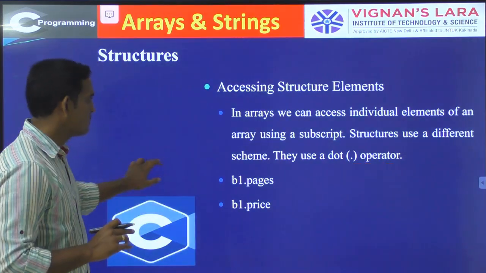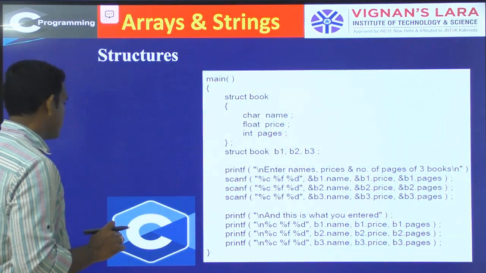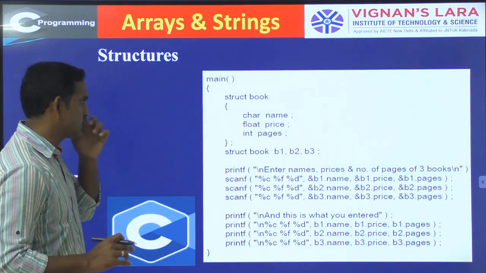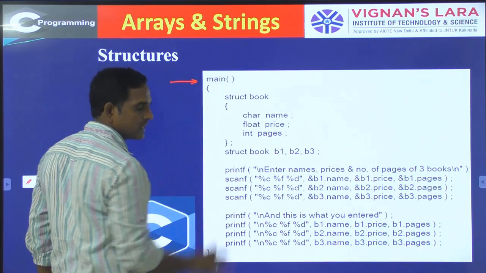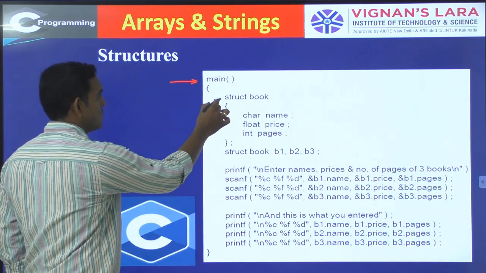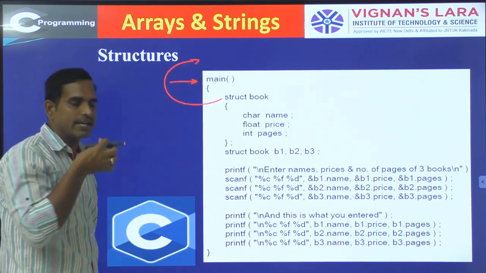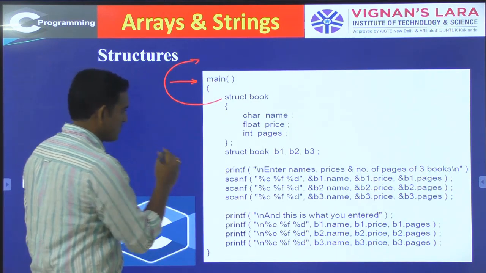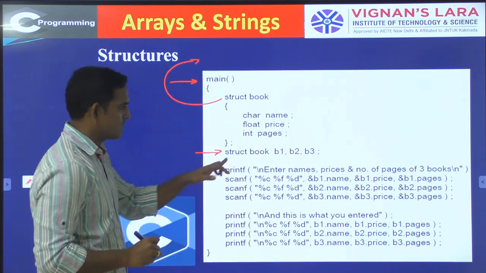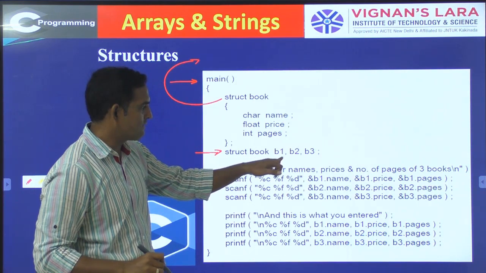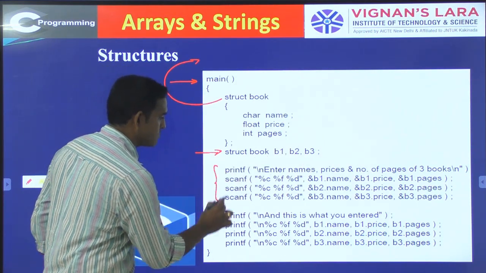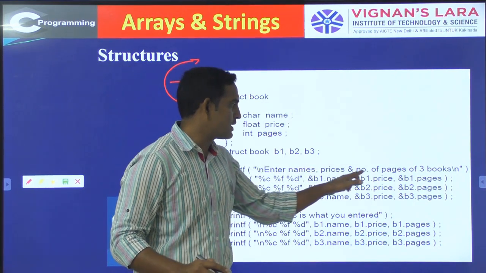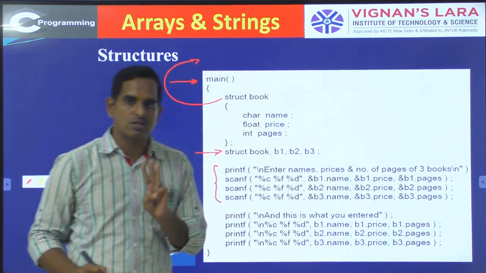So the complete example regarding the structure you can see. You have written main. You can write this structure before the main as well. And you have created three structure variables, that is struct book b1, b2, b3. Then I am entering the names, that is printf, enter the name, prices and number of pages of three books.